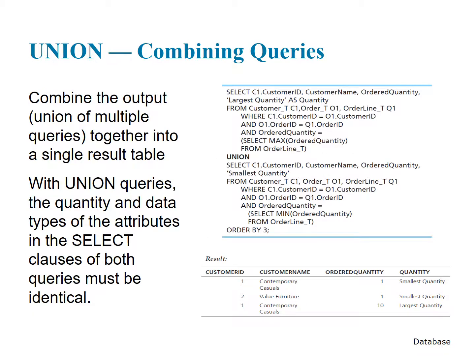Union: combining queries. Combine the output of multiple queries together into a single result table. With a union query, the quantity and data types of the attributes in the select clause of both queries must be identical.